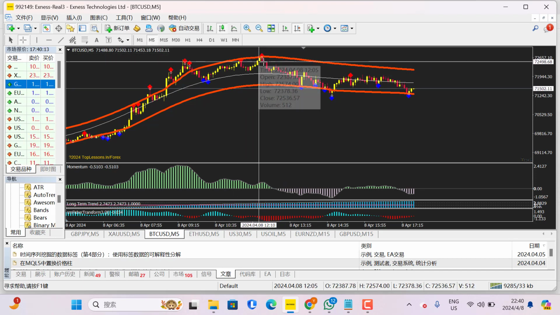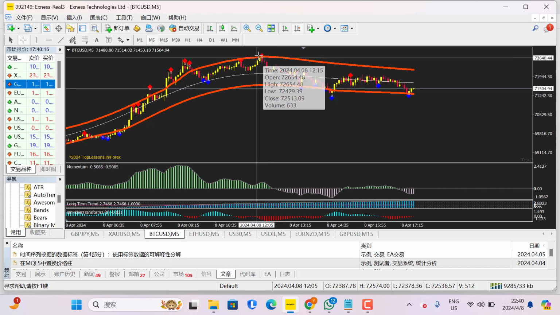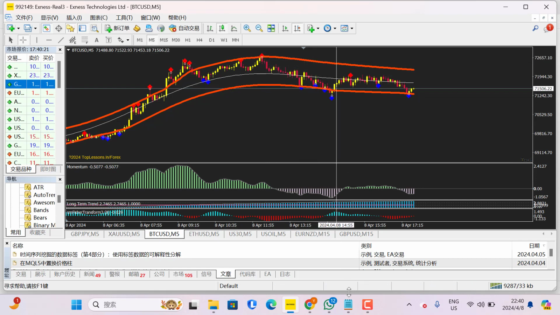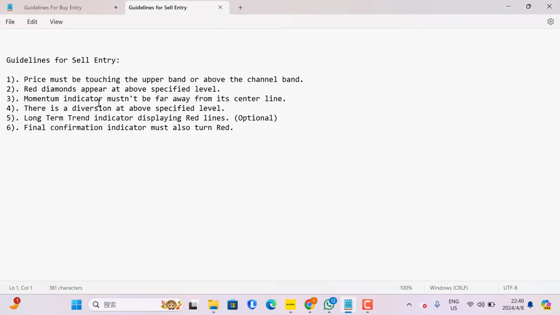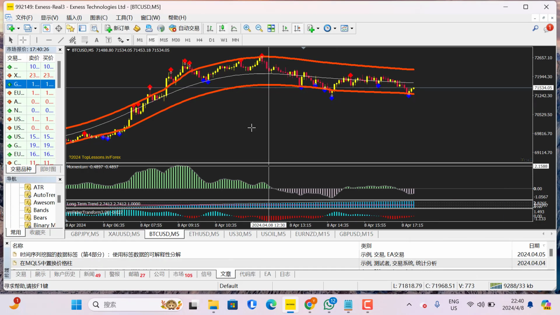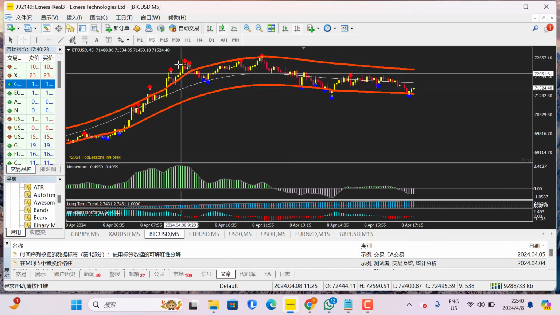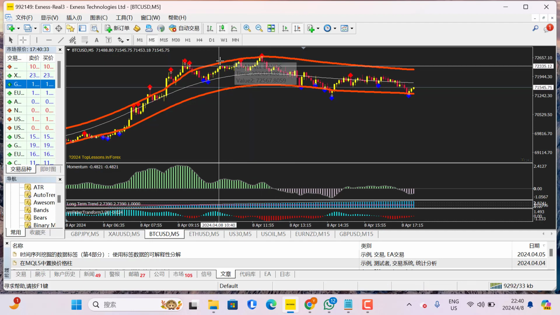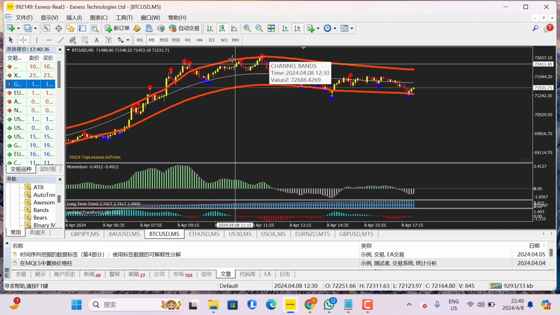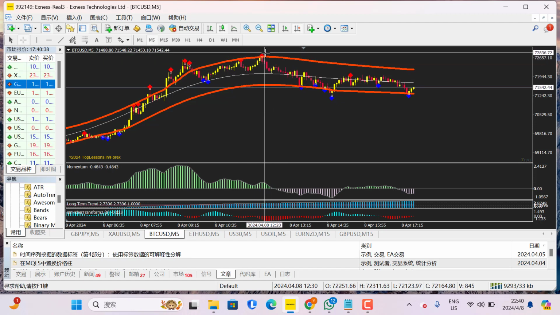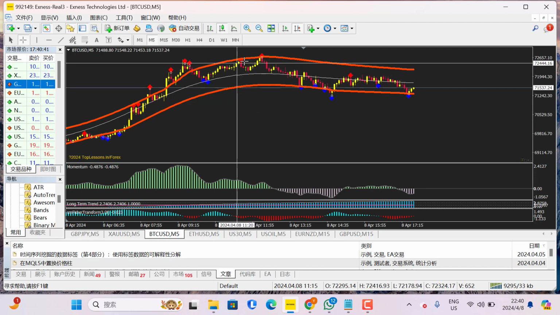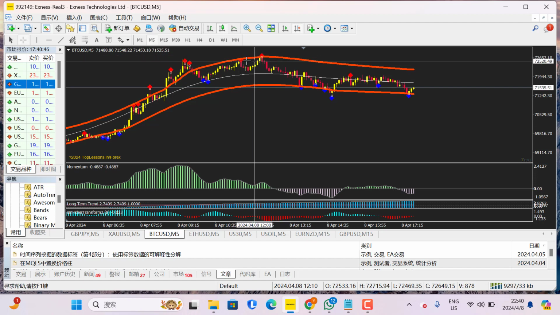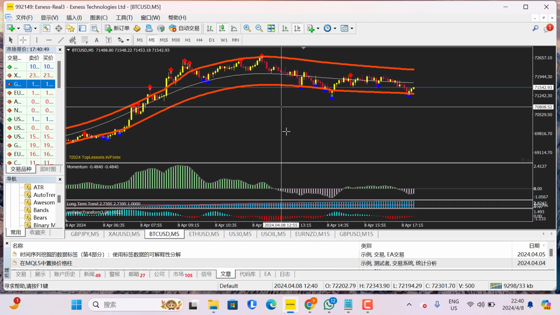You can see that this candle is very close to the upper band, and our first condition is met here. Now let's move to our second condition, that is red diamonds appear above the specified level. You can see there are a few red diamonds here, the first one and the second one, and these are very close to the upper band level. This is the area from where we are looking for a sell position, and both of our conditions are met here. Price is close to the upper band and the red diamonds appear very close to this upper band.